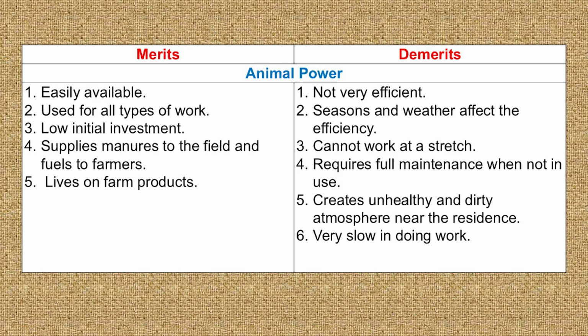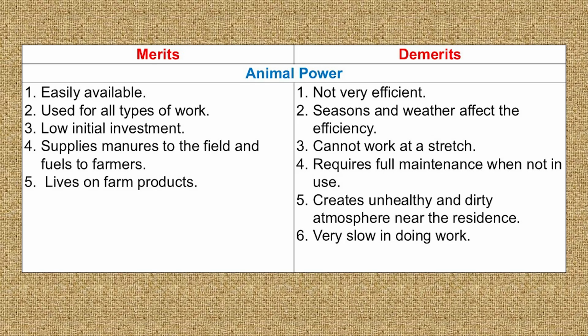There are some demerits also associated with draught animal power. They are not very efficient. Of course, seasons and weather affect their efficiency. Just like human beings, they cannot work during rainy days. They cannot work efficiently during bright sunny days, and their capacity reduces during winters, early in the morning or in the evening. That's how their efficiency is seasonally affected.